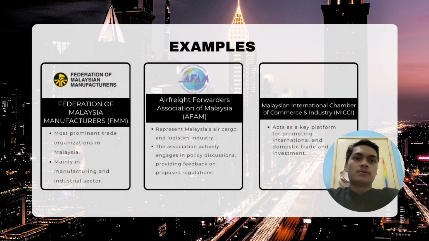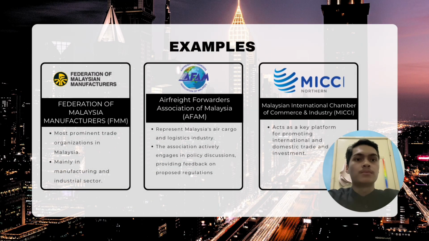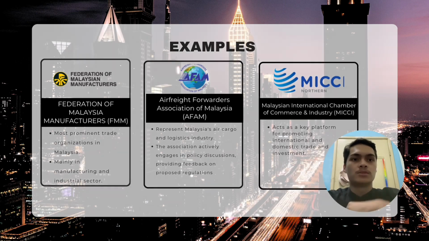Here we have several examples of trade associations in Malaysia. The first one is the Federation of Malaysian Manufacturers, which is FMM. It is mainly in the manufacturing and industrial sector. The second one is the Air Freight Forwarders Association of Malaysia, which is AFAM. And the third example is the Malaysian International Chamber of Commerce and Industry, which is MICCI. This MICCI acts as a key platform for promoting international and domestic trade and investment.